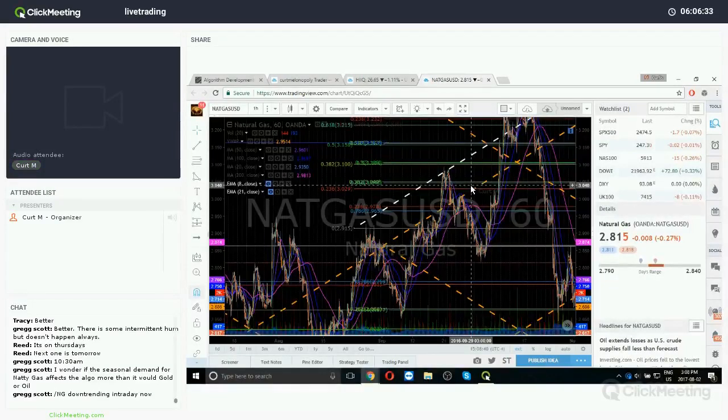I can almost guarantee it, because it's got two sets of support and resistance, just like oil. And we just end up calling it a test line because that's basically what happens. It's like it tests.